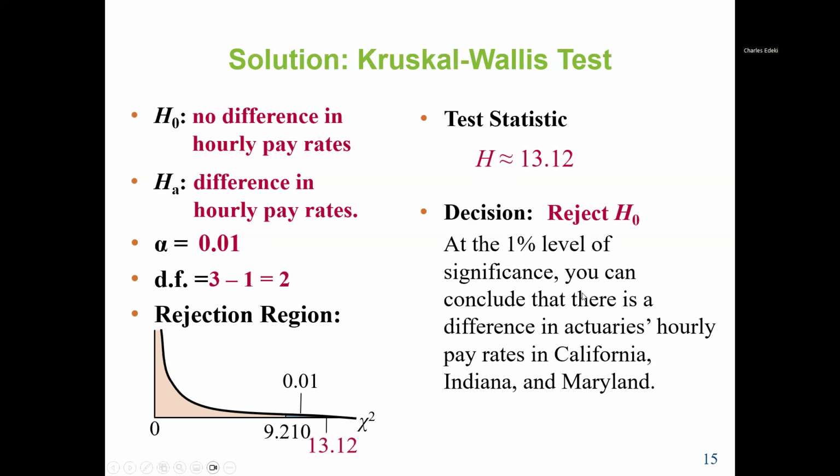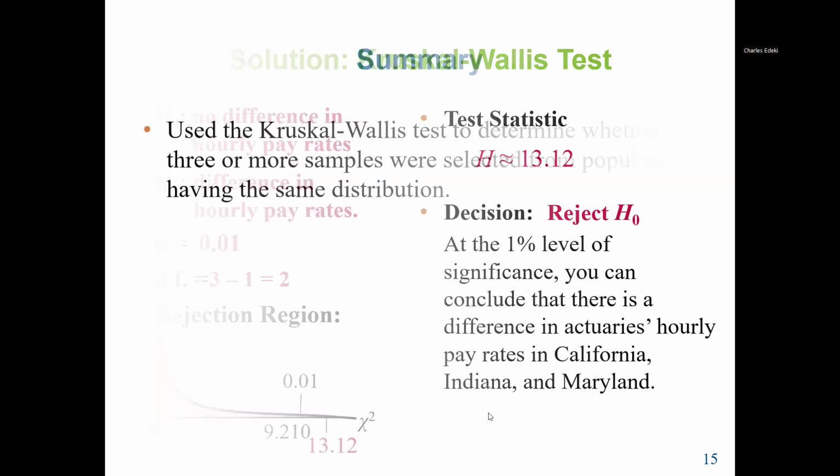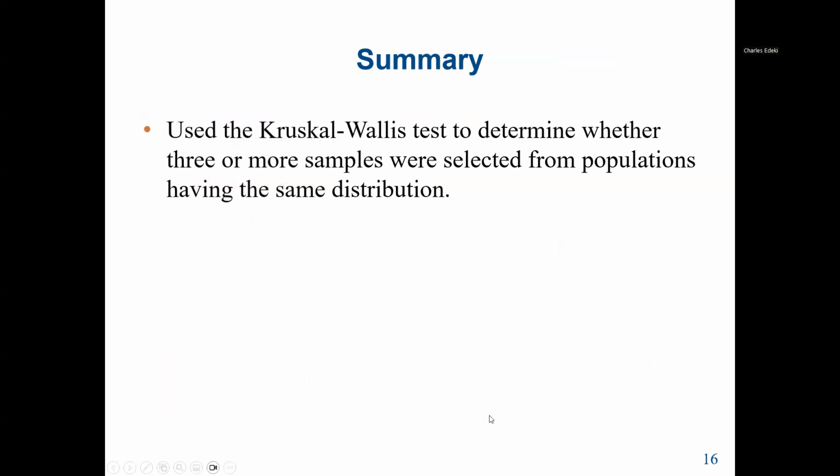So at the 1% level of significance, you can conclude that there is a difference in the hourly pay rate in California, Indiana, and Maryland, which means maybe California pays higher than Indiana, or Indiana pays higher than Maryland, etc. Now, if there's no difference, it means the hourly rates for the 3 states are almost the same. So that will be the conclusion for the Kruskal-Wallis test. We use it to determine whether 3 or more, again the keyword is 3, samples were selected from populations having the same distribution. Again, wish everybody the best and see you in the next lectures.